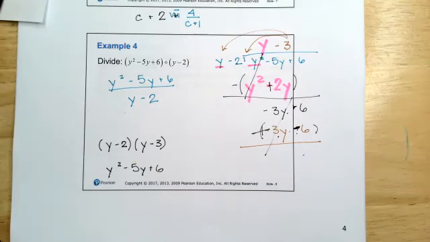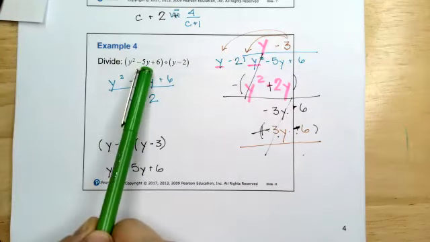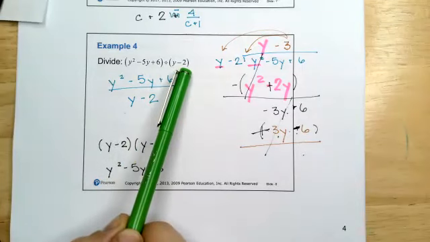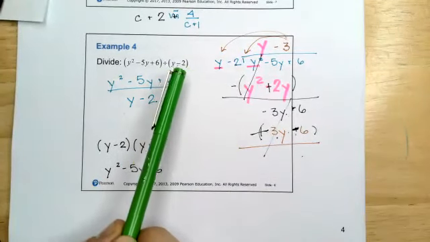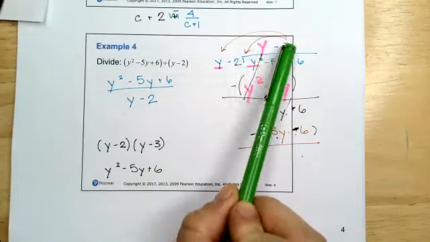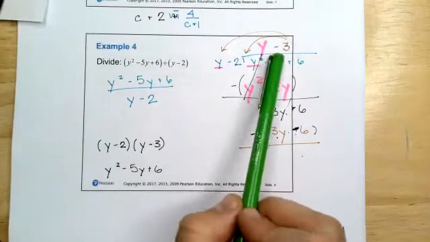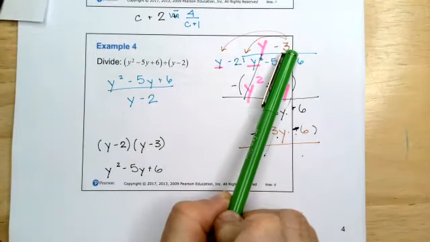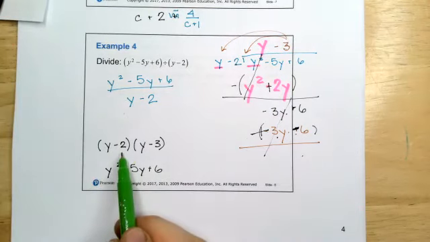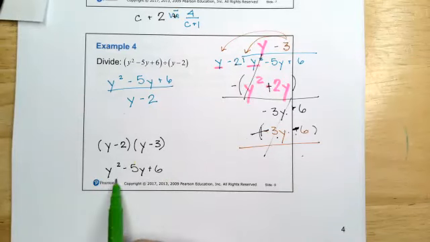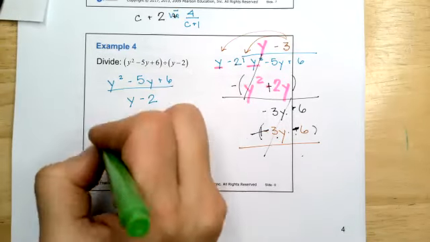For example 4, I just want to make clear again what we did. We took y squared minus 5y plus 6. We divided it by y minus 2. The answer we got had no remainder, and it was y minus 3. So what that means is if you take y minus 2 and multiply that by y minus 3, you'll end up with y squared minus 5y plus 6.